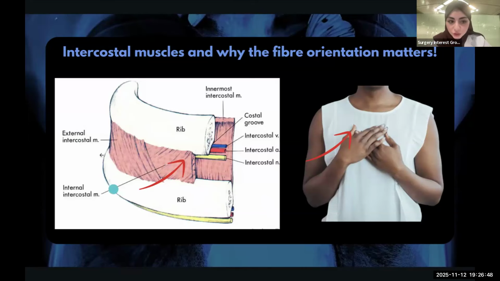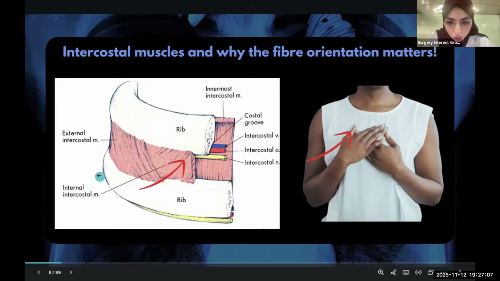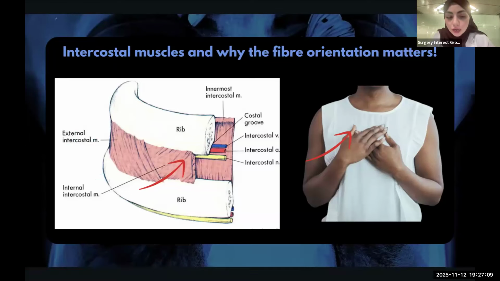So for my external intercostal muscles, again, hand in pocket direction. This means it's going to be going from this rib all the way to this rib. Imagine it contracting. So what is it doing? It's going to be elevating, right? So it's basically going to be elevating the ribs outward. And this is going to be the function of my external intercostal muscle, which means that it's a muscle of what? Inspiration or expiration?